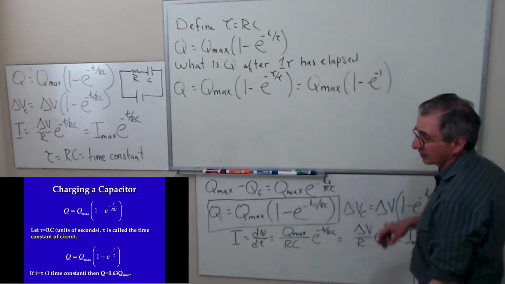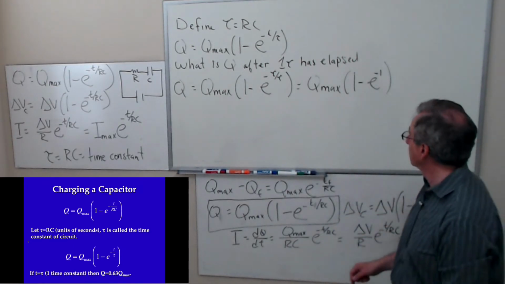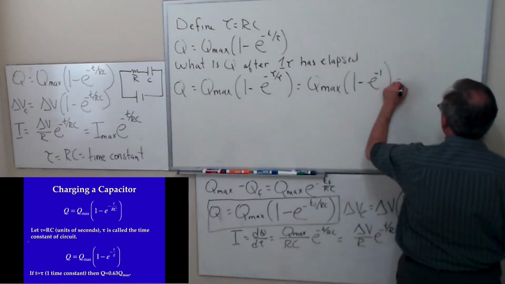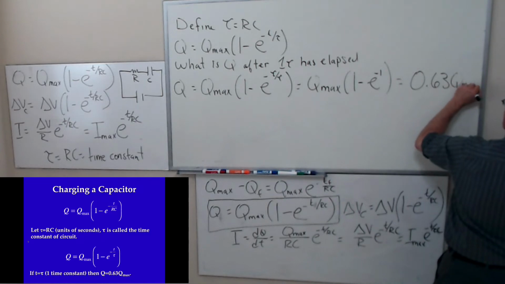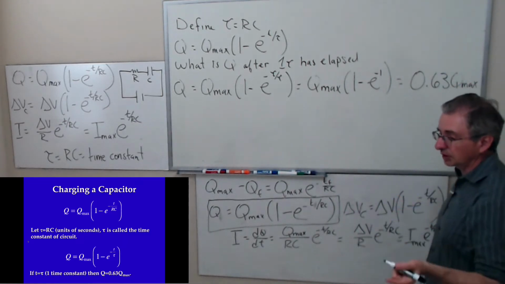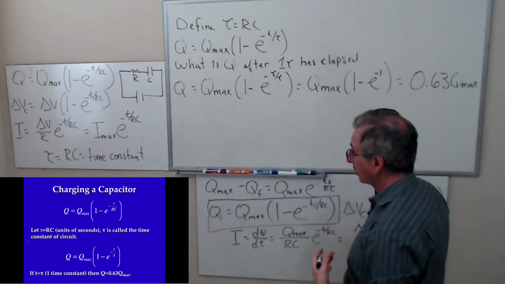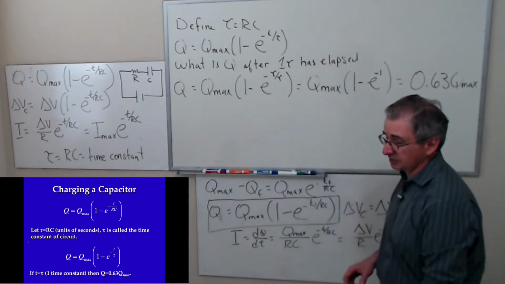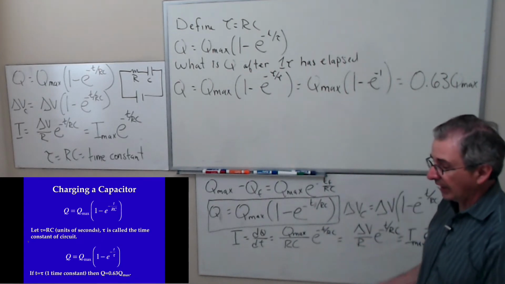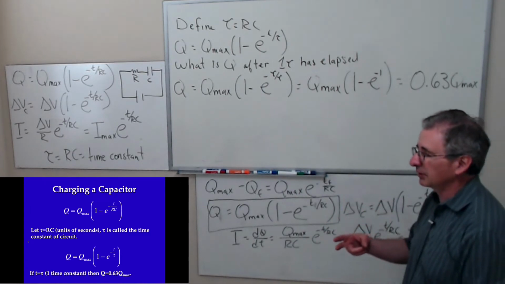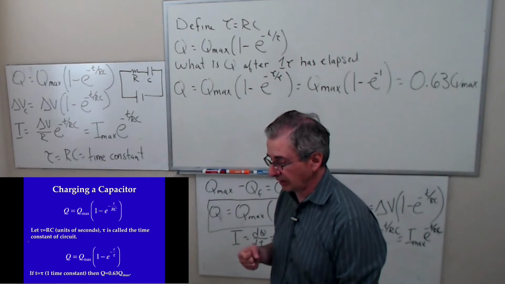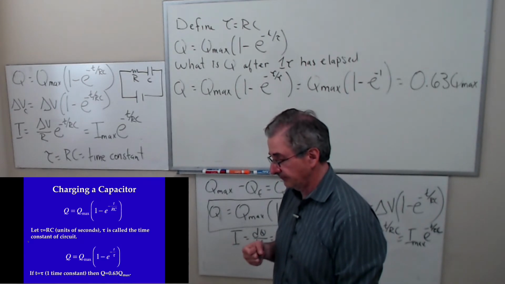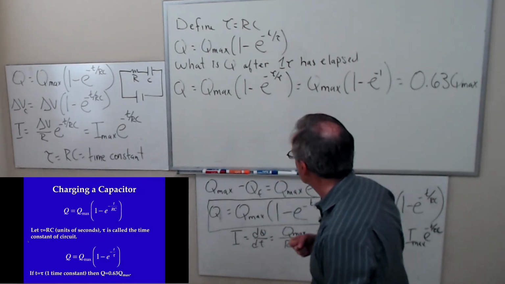And what's e to the minus 1? Well, it's about 0.37. And so this ends up being 0.63 Q max. So after one time constant, the capacitor is charged to 63% of its maximum value. After two time constants, the capacitor is charged to 86% of its maximum value. Okay?